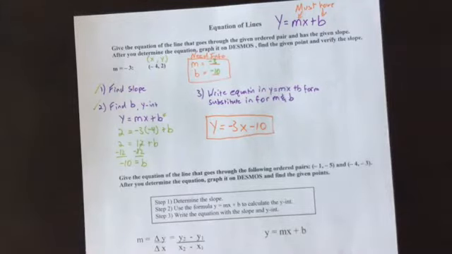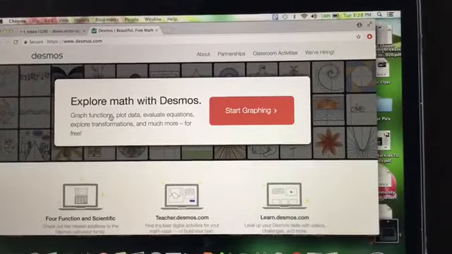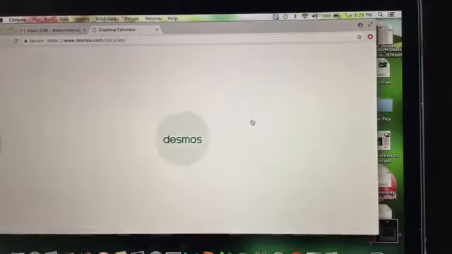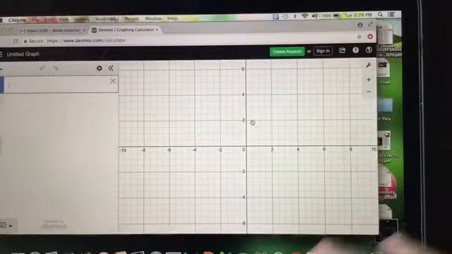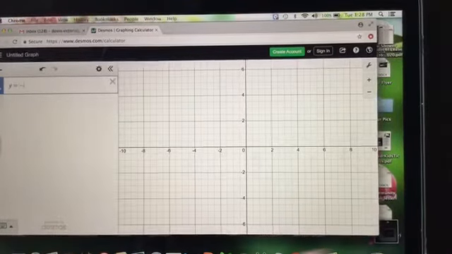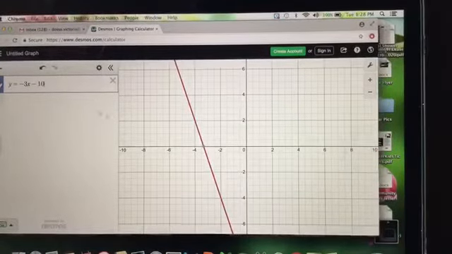Okay. Now we're going to grab our computers, go to Desmos.com and take a look at the visual. We're going to www.desmos.com. It's a free online graphing app. It's a lot of fun to play with. So once you get there, we're going to click Start Graphing. Okay, and it brings us up to a big coordinate plane. Over here, we're going to type in our equation, which we just solved for. Y equals -3x minus 10. And it gives us this line here.